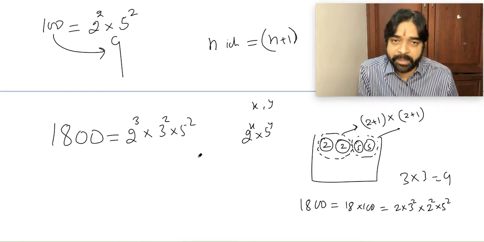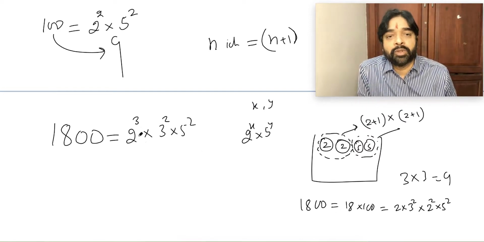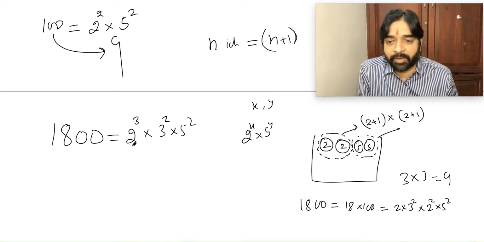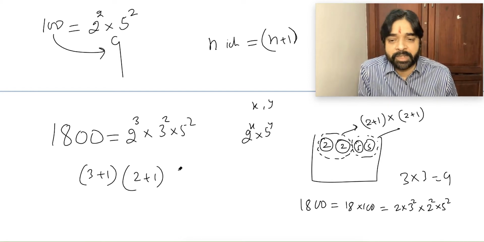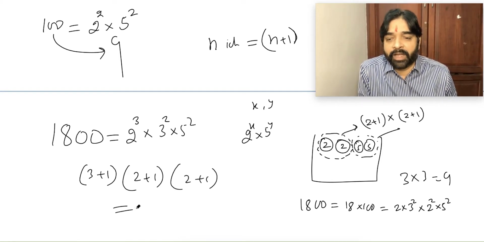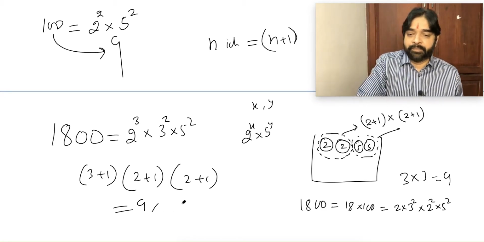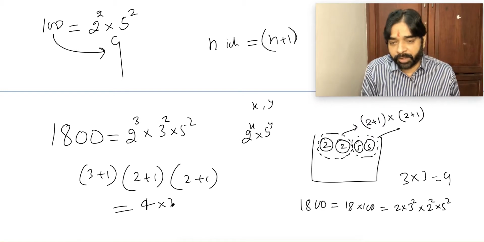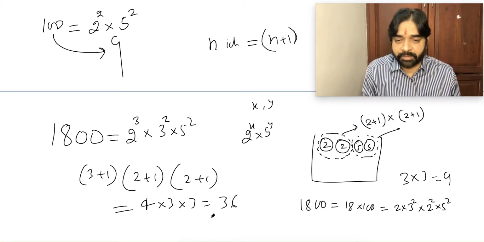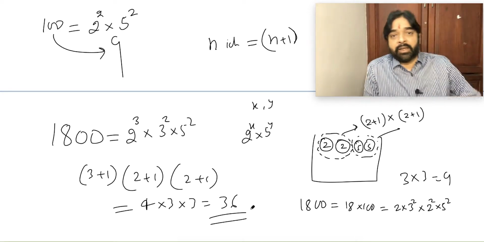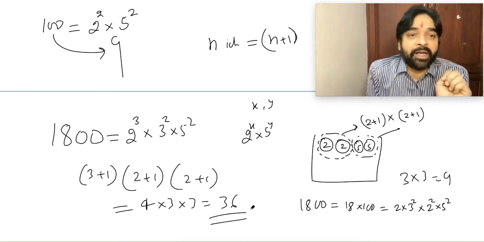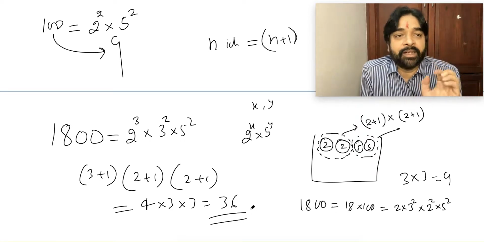There is an imaginary container where the coins are there. Number of selections from this group will be 3 plus 1. Number of selections from this group will be 2 plus 1. Number of selections from this group will be 2 plus 1. So the final answer will be what? 4 into 3 into 3, 36. There will be 36 factors of 1800, including 1 and 1800 itself.